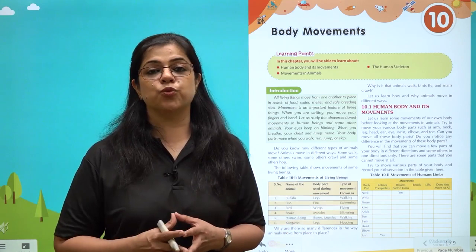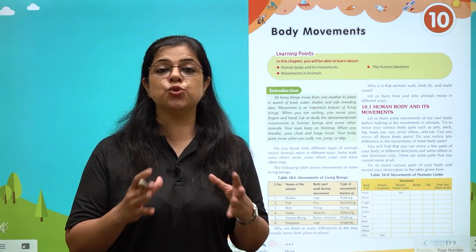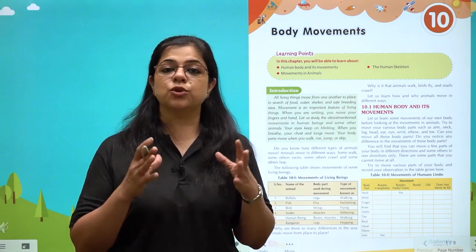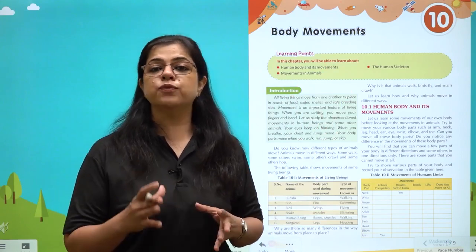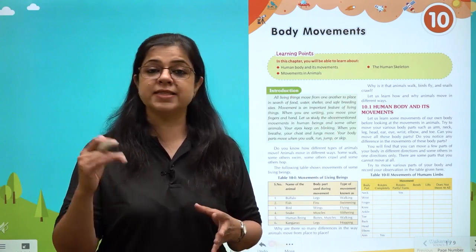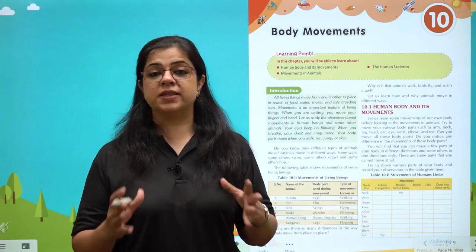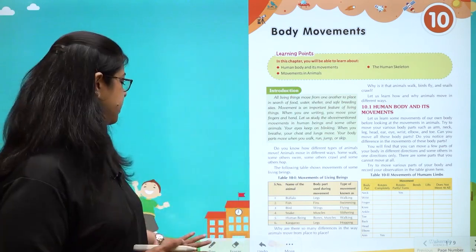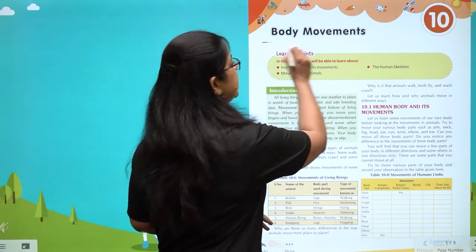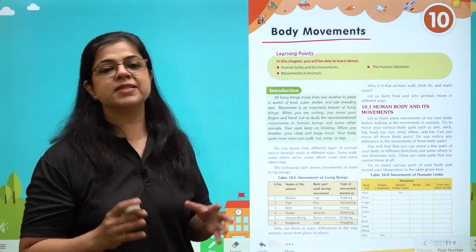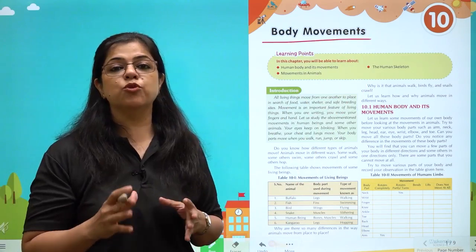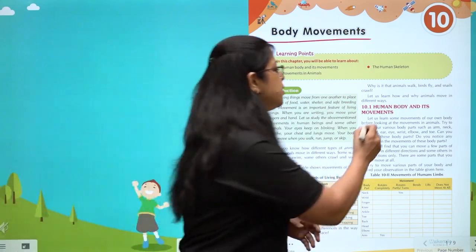Even plants move. As we know, the shoot tip of the plant moves towards light and the root tip of the plant moves towards earth. That is, it goes straight down. So in this chapter, we are going to learn more about movement, the body movements in human beings and certain other animals. So let us understand about the movement in our body.